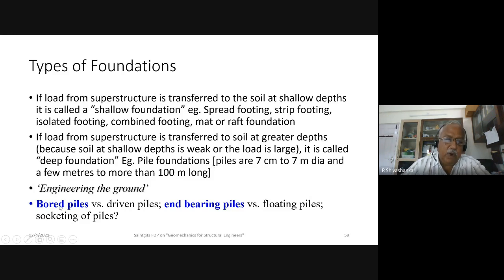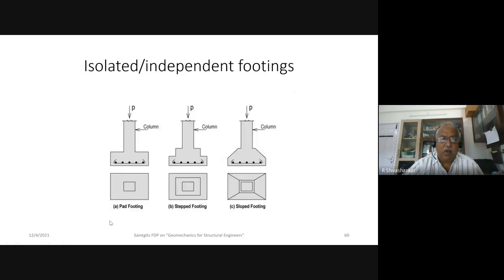But the problem with bored piles is that you're disturbing the soil, and the bearing pressure is reduced. We're making a hole and putting concrete. We don't know where the concrete goes. So supervision at site is very important. And in case of bored piles, it's generally required to socket the piles into the hard intact rock.